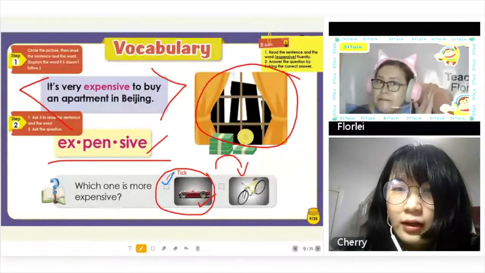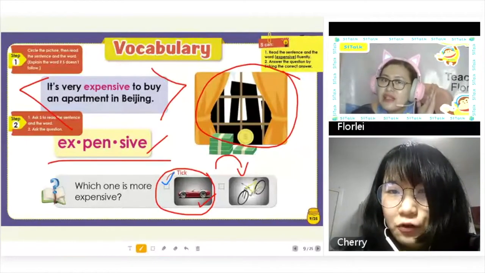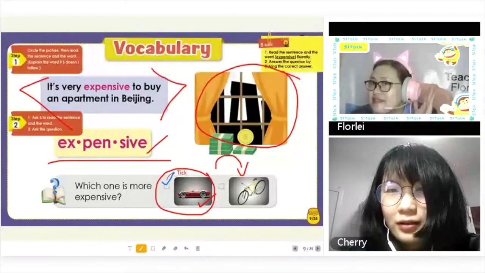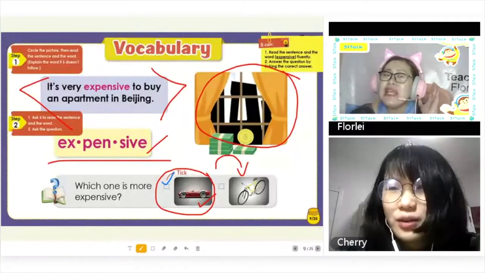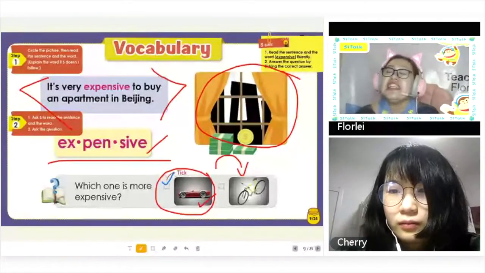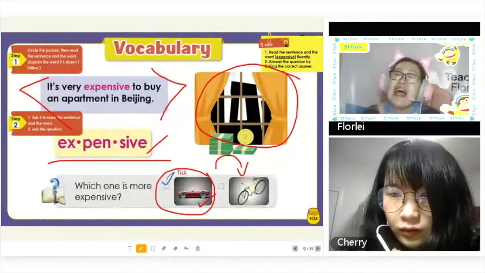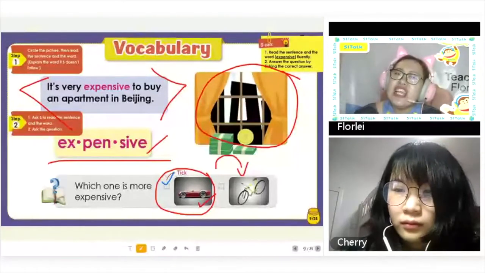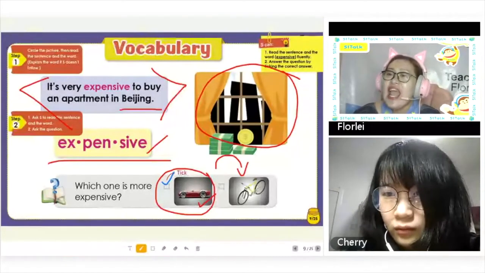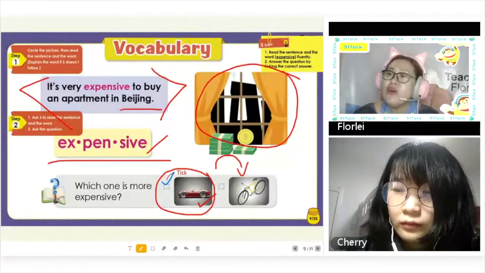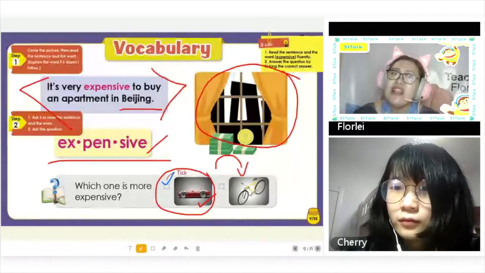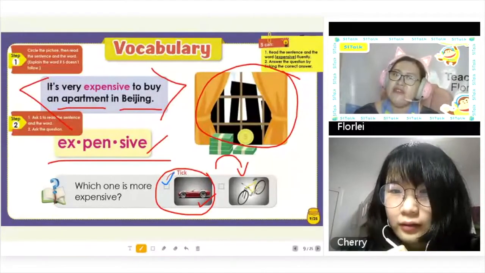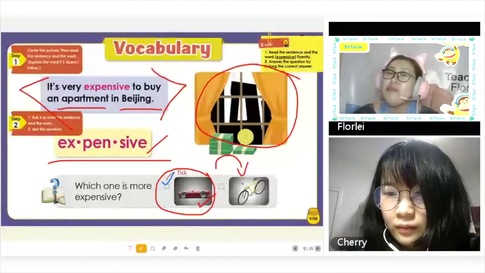It's very expensive to buy an apartment in this city. Okay, let's repeat. Apartment. Very good. It's very expensive to buy an apartment in Beijing, okay? Because Beijing is a large city and it's very modern, so most of the houses there, even the apartments, are very expensive. Okay, let's try to read it one more time.